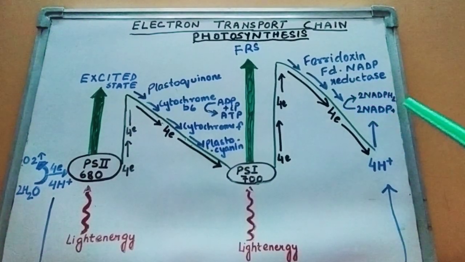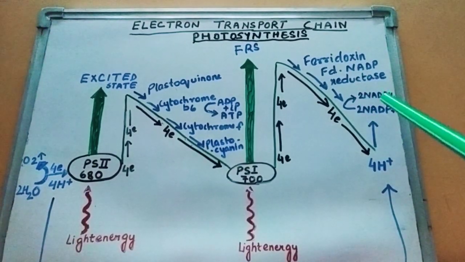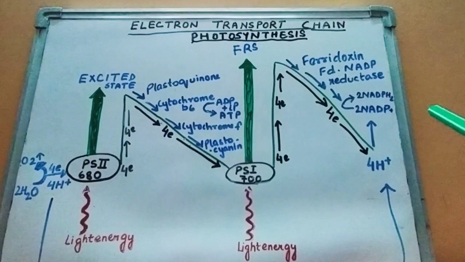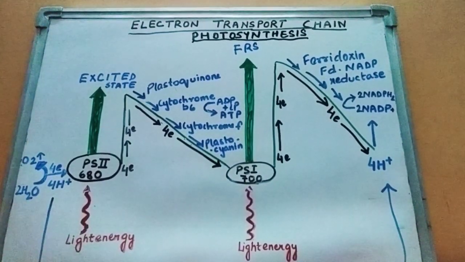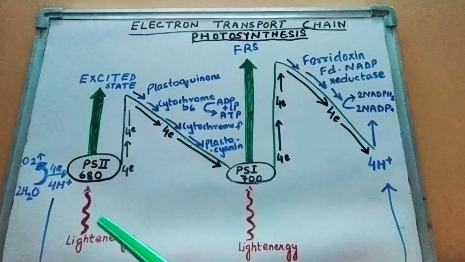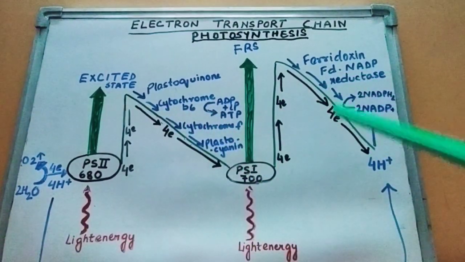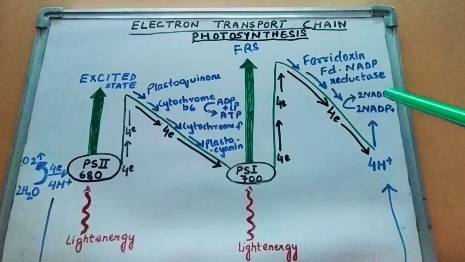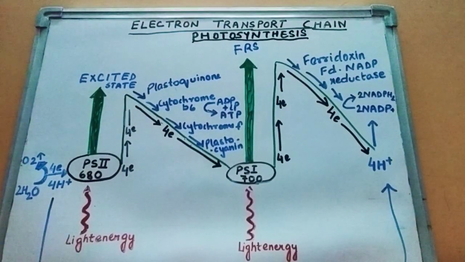That is the next energetic compound, or you can say reducing agent, formed, which will be used in the Calvin cycle or dark phase, the next phase of photosynthesis. So in this way, electrons pass from PS2 to PS1. Ultimately, the electrons are used in reducing NADP to NADPH2. Now this was the electron transport chain.